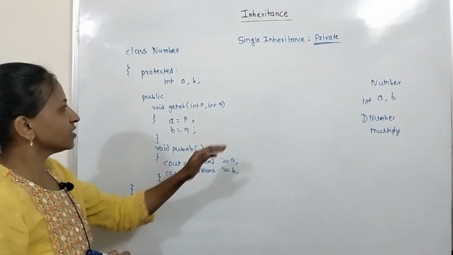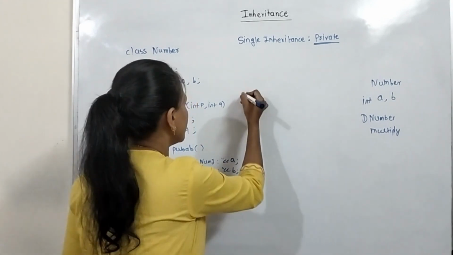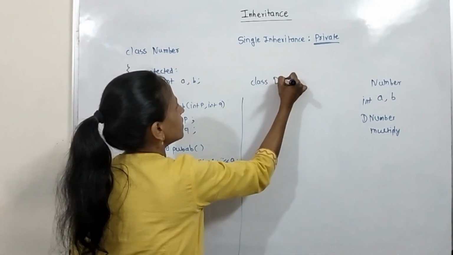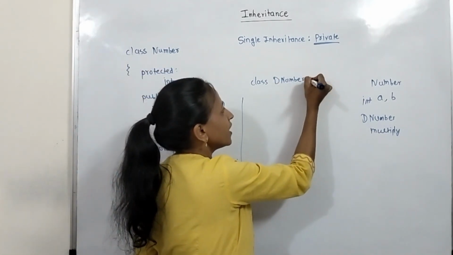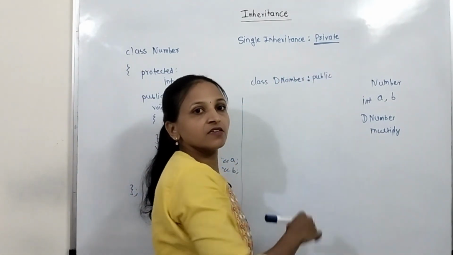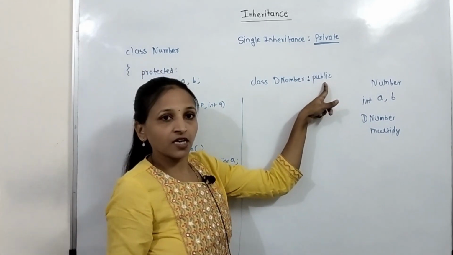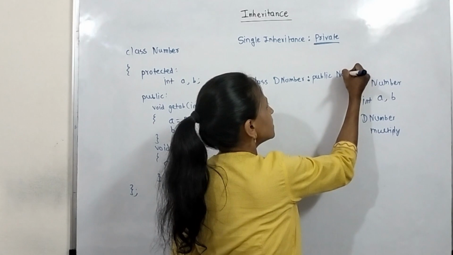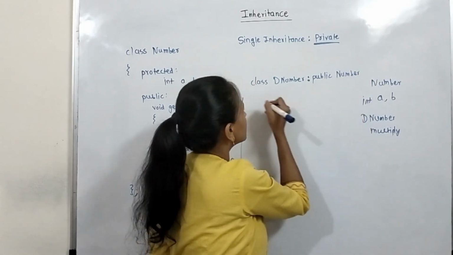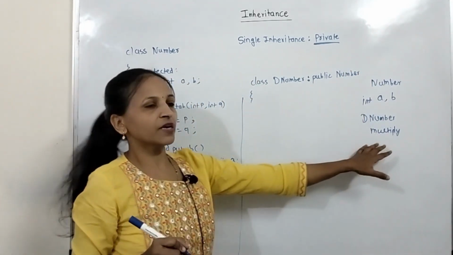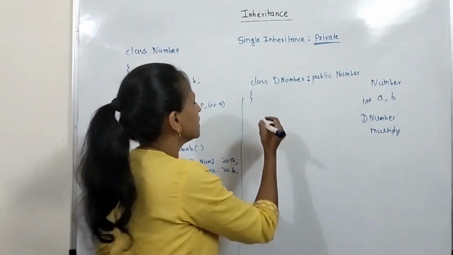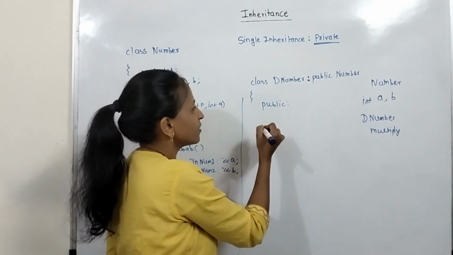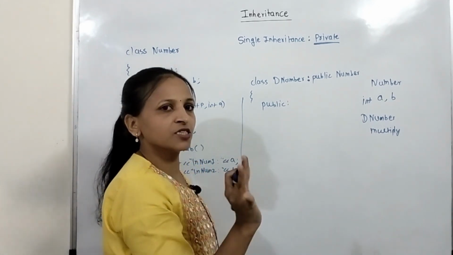Now we have to create the derived class here. How to create the derived class? See, class DNumber, and here we have to write a colon. We have to see this private inheritance concept, but currently I am writing public here. Then which class? Number is the base class. Now here we have to write just the multiply member function, that's it. Inside the public section we will write only the multiply member function. We will just display the multiplication only.